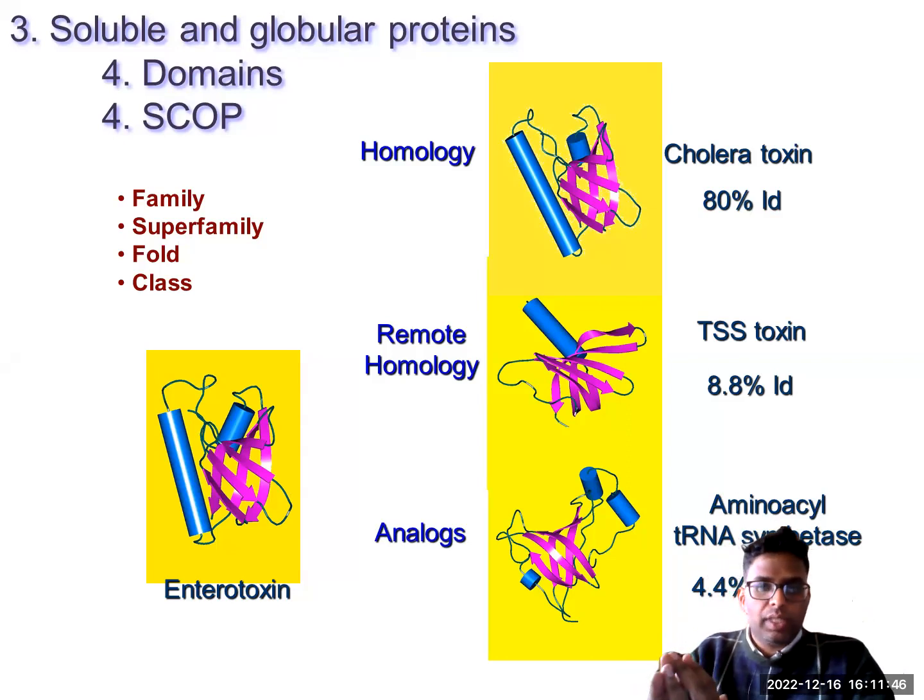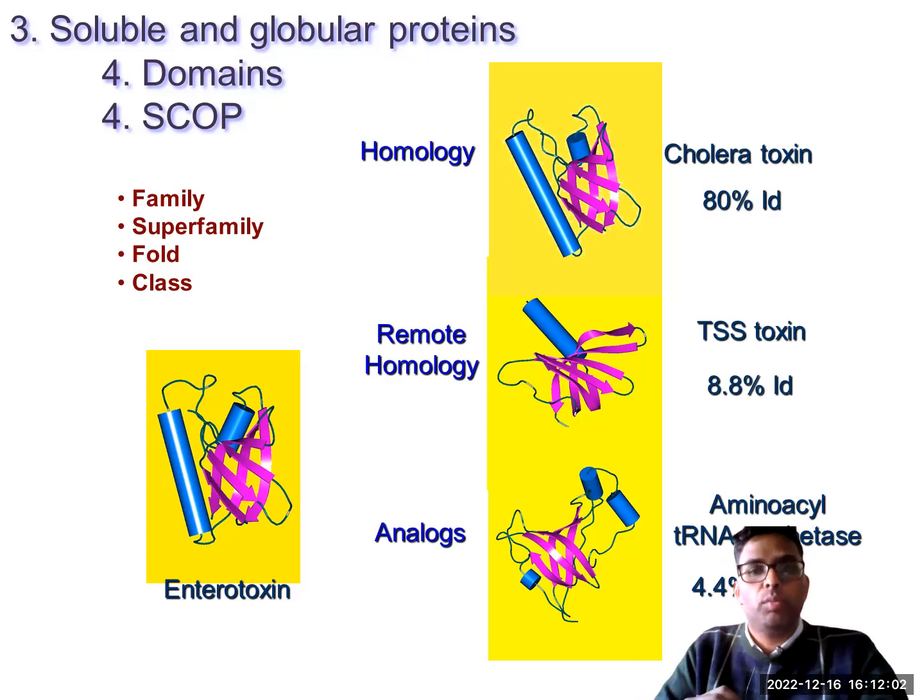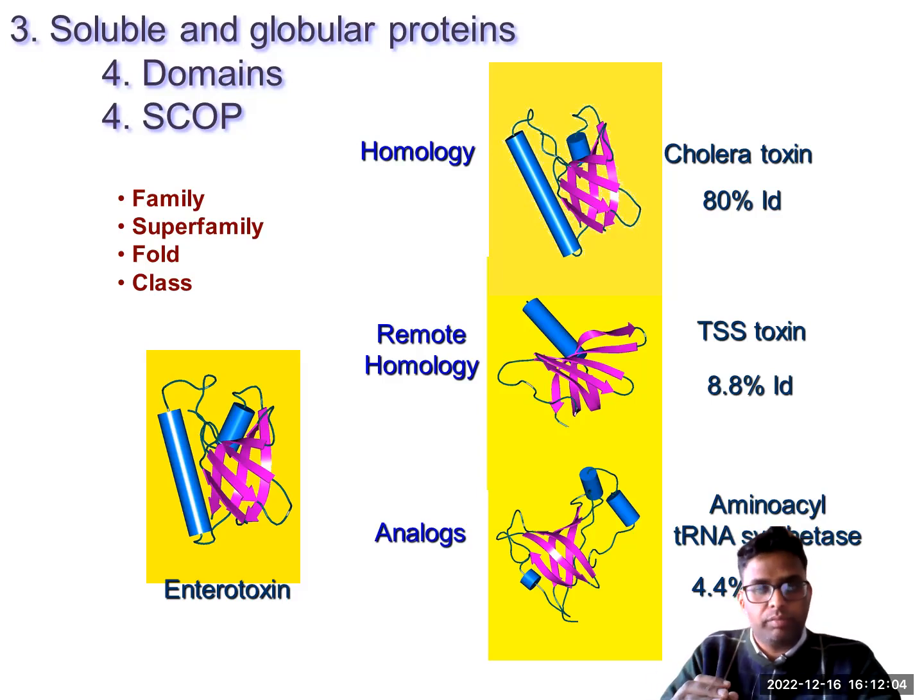It seems that it has similar alpha helix and beta sheet structures, with beta sheet shown in purple and alpha helix in blue cylinders. So it has 80% identity and is highly homologous. However, in the case of remote homology, as I already described in the fourth tutorial, the TSS toxin has 8.8% identity but is remotely homologous. That is a superfamily, and analogous proteins have analogous structure.